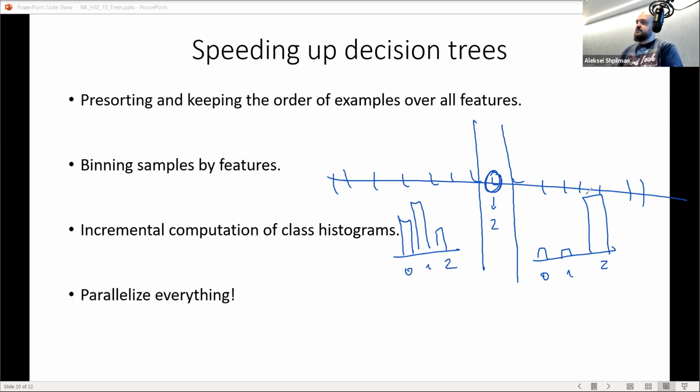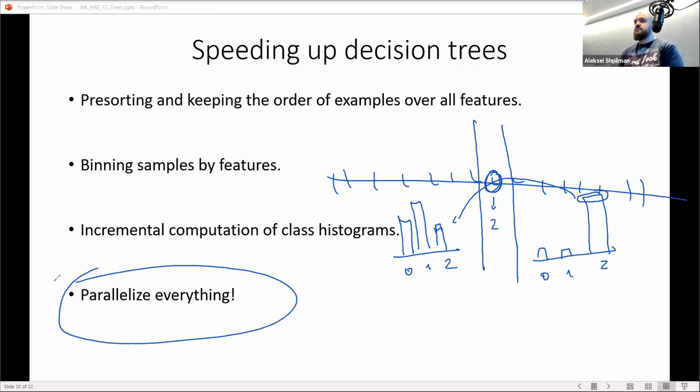So this means that I remove point 2 and I add here. I do not have to recalculate the histogram, right? So you can incrementally calculate them, which is easier. And the last thing is you parallelize everything. Current state of the art tree algorithms work on GPUs, right? So there is a way to calculate all the binning, the histograms, everything on GPUs by tensor operations. So you can parallelize everything.